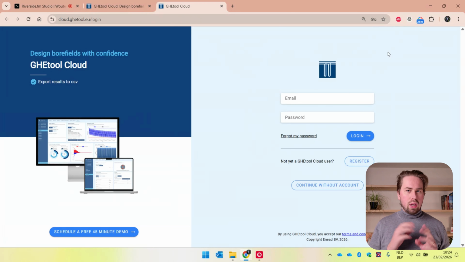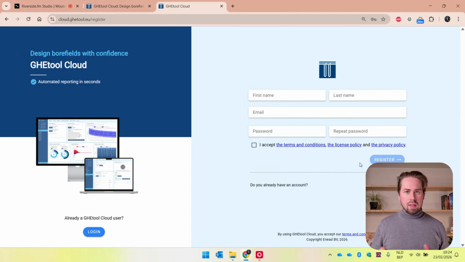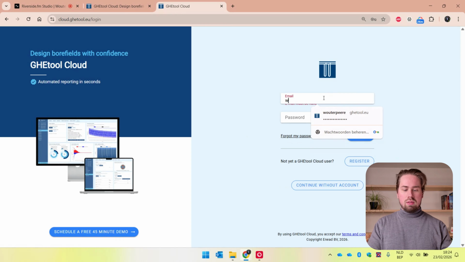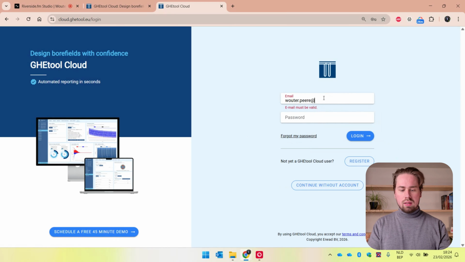Now, if you have not registered for GHEtool or you don't have an account yet, you can register for a trial period of 14 days. You can also schedule a demo call with me to discuss GHEtool one-on-one or what value it might have for your company. But I already have an account, so let's go ahead and log in.